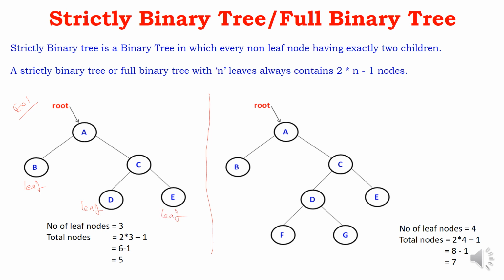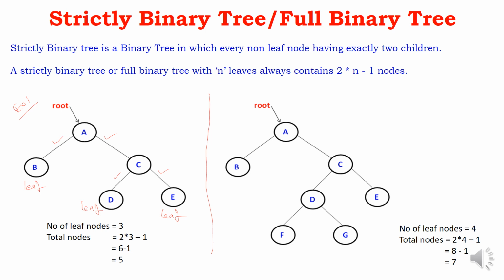So there are two non-leaf nodes and three leaf nodes. These two non-leaf nodes have exactly two children. A has a left child and a right child. C is a non-leaf node having a left child and a right child. So this is a strictly binary tree. The definition: in a strictly binary tree there are some leaf nodes and some non-leaf nodes, and all non-leaf nodes have exactly two children. A and C are non-leaf nodes, and they have two children.